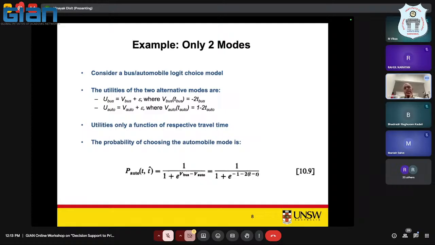Bus and that is auto. That's 2T bus plus 2T auto. So if the travel times were the same, what would this mean? This would just be 1 divided by 1 plus E raised to power minus 1.